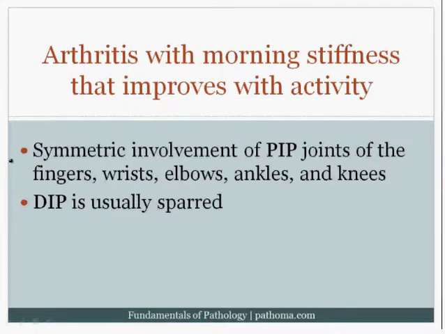It's also important to note that the involvement of the joints will be symmetric. Both joints are going to be hit by the exact same autoimmune problem. The classic joints that are involved are the PIP joints of the fingers, the wrists, the elbows, the ankles, and the knees. It's important to note that the DIP is usually spared, and that's particularly high yield because recall that in degenerative joint disease, the PIP and the DIP were both involved.